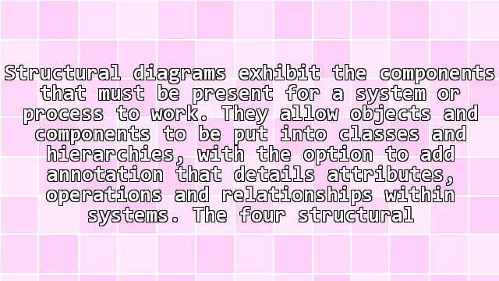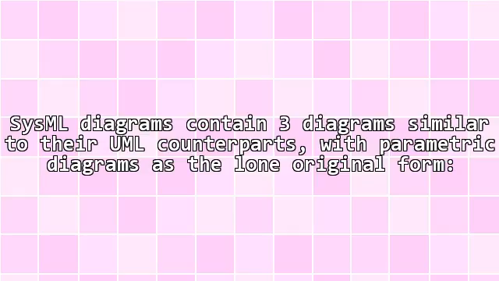SysML structural diagrams. Structural diagrams exhibit the components that must be present for a system or process to work. They allow objects and components to be put into classes and hierarchies with the option to add a notation that details attributes, operations and relationships within systems. The 4 structural SysML diagrams contain 3 diagrams similar to their UML counterparts, with parametric diagrams as the lone original form.